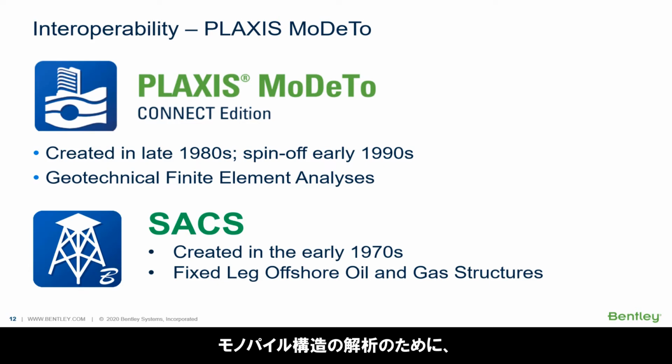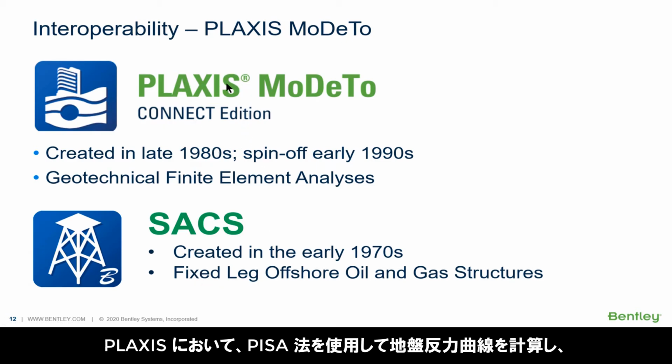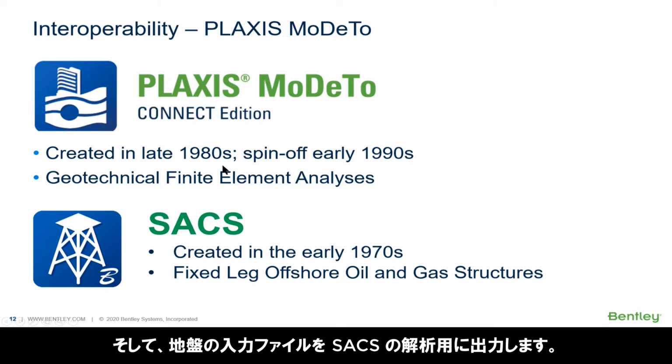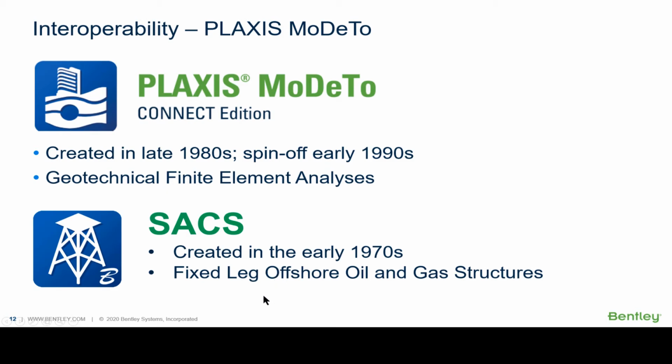For the analysis of monopile structures, we recently developed an interoperability of these software. The idea is to calculate the soil reaction curves in PLAXIS using the PISA method, and PLAXIS outputs the soil input files for the analysis in SACS, and then the other subsequent analysis, like a structural analysis with a linear structure, proceeds with SACS.